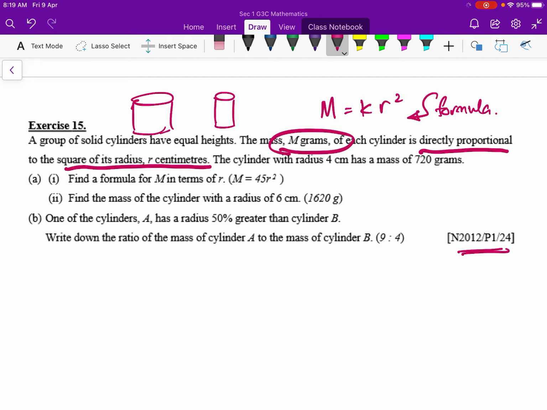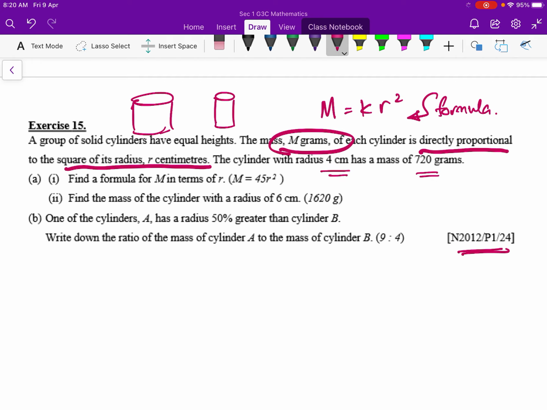You can actually use your Sec 1 work to determine whether this is true, because you know how to find the volume of a cylinder. And then for a cylinder of the same density, the mass would be directly proportional to the volume, which is in turn proportional to the square of the radius. You can go and figure out why that is so by looking at the formula for the volume of a cylinder.